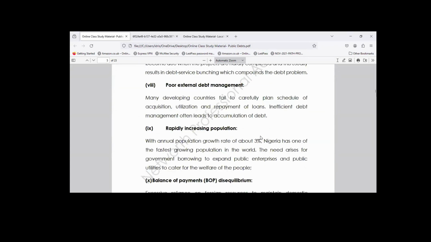Another one, rapid increase in population. As our population is increasing, in 1950, 1960, Nigeria population is less than 50 million. Look at the population of Nigeria now. We are almost 250 million and above. So can you compare the demand for people now as our population is increasing? The need for government to provide more hospital will increase. The need for government to provide more security will increase. The need for government to construct more roads will increase. The need for electricity will increase. More health, more school will increase. As a result of that, government don't have enough money. They will go and borrow.